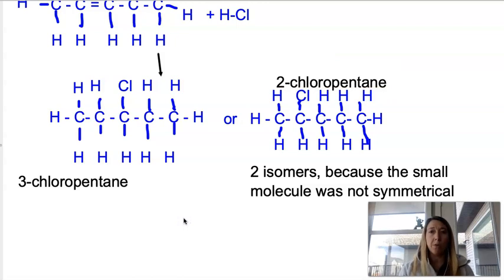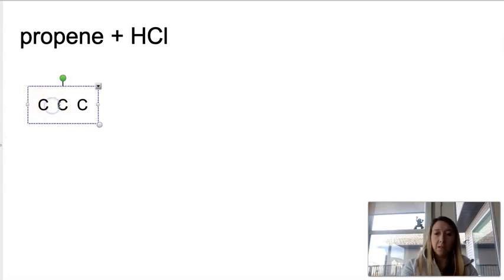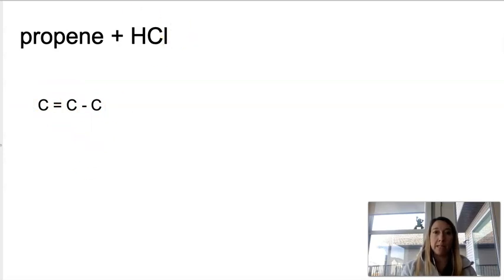Okay, so possibility for 2 isomers because 1, it was a bigger molecule, and 2, we were adding something that was not symmetrical. Okay, last example, we have propene and HCl. So we think about prop, it has 3 carbons, right? It's an ene, so one of them is a double bond. The reason there's no number given is it really doesn't matter which one we turn into a double and which one we put as the single, okay?